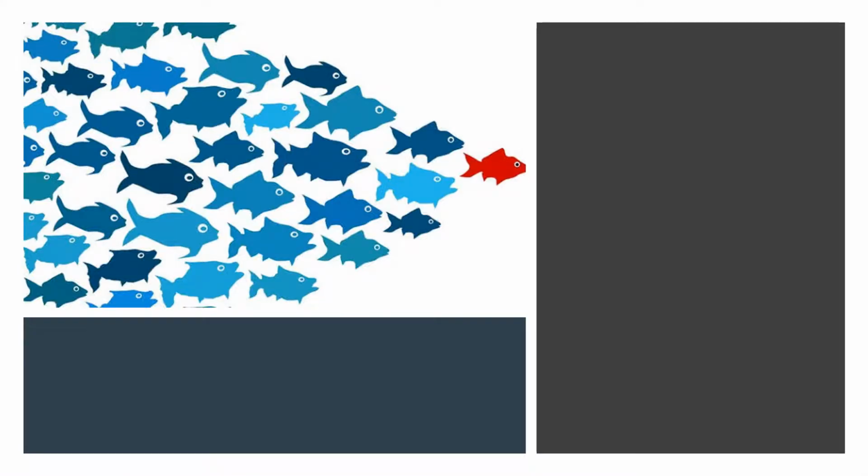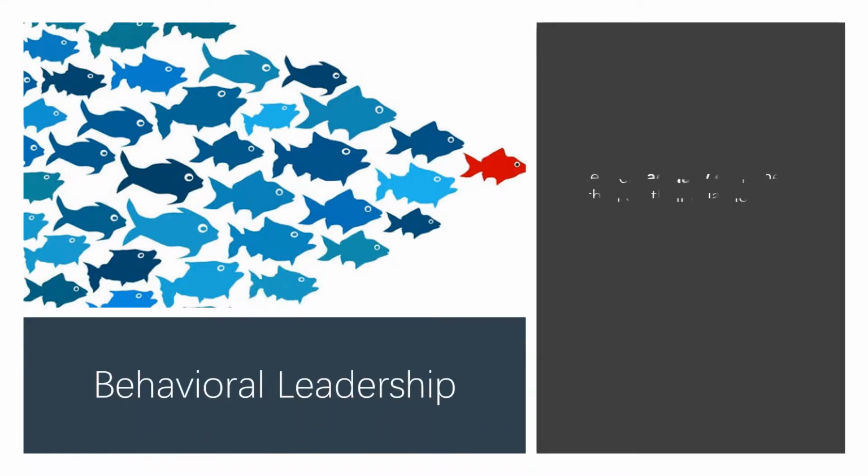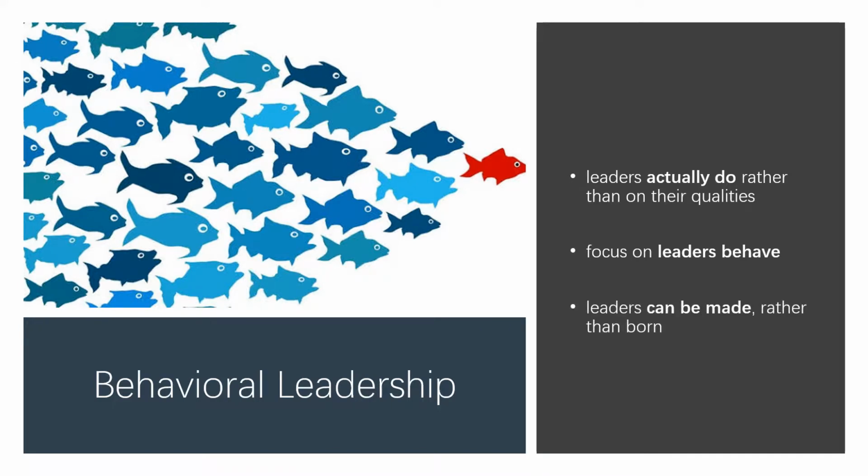In the 1950s and early 1960s, theorists shifted their focus from traits to behaviors, and also moved from notions of leaders to leadership. The behavioral theory of leadership is a study that focuses on the actions and behaviors of leaders. It assumes that leaders can be intentionally made rather than innately born.